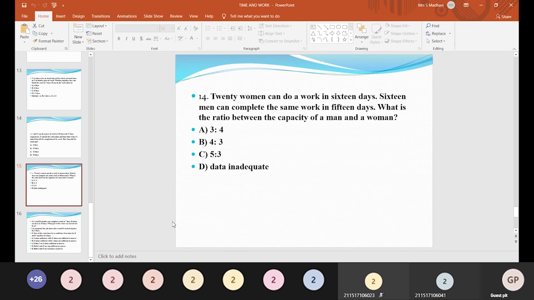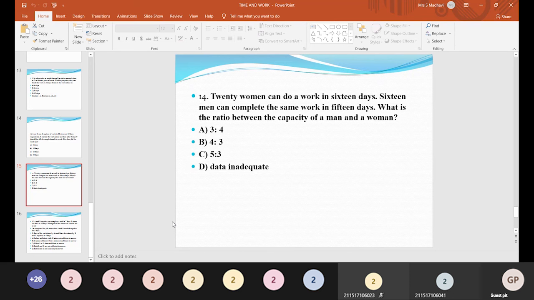Coming to the 14th problem. 20 women can do a work in 16 days. 16 men can complete the same work in 15 days. What is the ratio between the capacity of a man and a woman? The ratios are 3 is to 4, or 4 is to 3, or 5 is to 3, or the data is inadequate. See here, let us take 20 into 16 women can complete the work in 1 day.